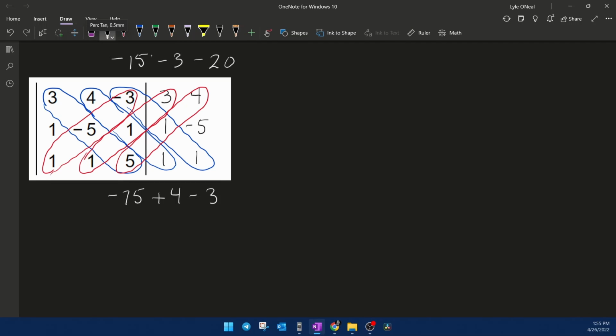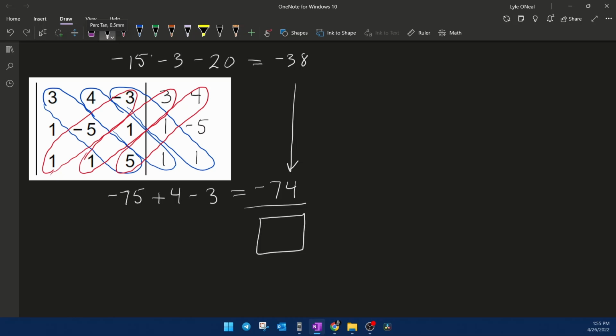And then once you finish multiplying up and down on your diagonals, then I need you to add each row of numbers. So negative 15 minus 3 minus 20. Altogether, that's going to make negative 38. And then on the bottom, adding across, negative 75 plus 4 is negative 71. Minus 3 is negative 74. And then these two numbers hanging off the end, you need to add them together, and that result will be your determinant.